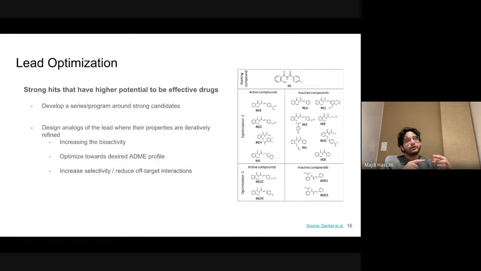So essentially going from like 10 micromolars of activity down to closer to 1 micromolar, meaning that the lower it is, the better, the more tightly it binds to the target. I'm going to optimize towards my desired ADME profiles. Like if I need a certain permeability, a certain solubility, to be cleared in a certain way. And you're going to try to increase the selectivity and reduce off-target interactions, right? We don't want side effects. We want to minimize the side effects of this drug.